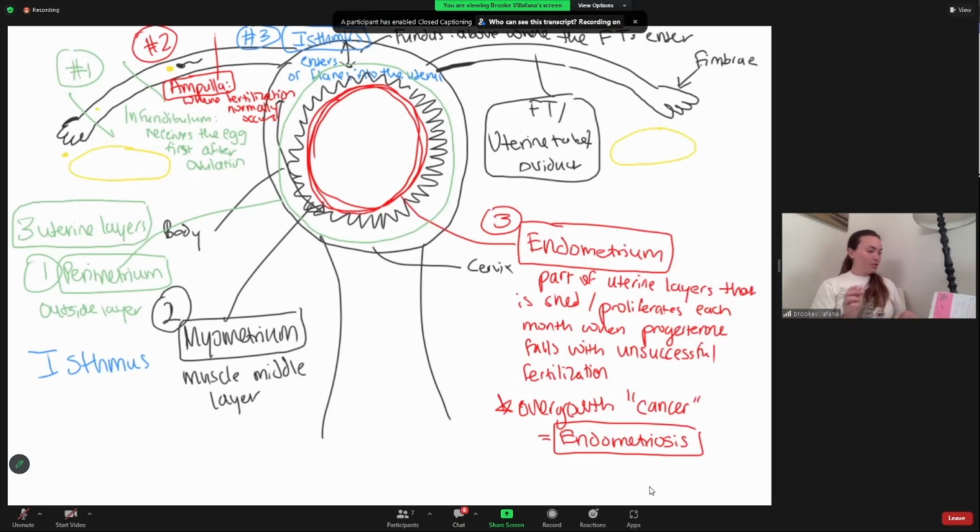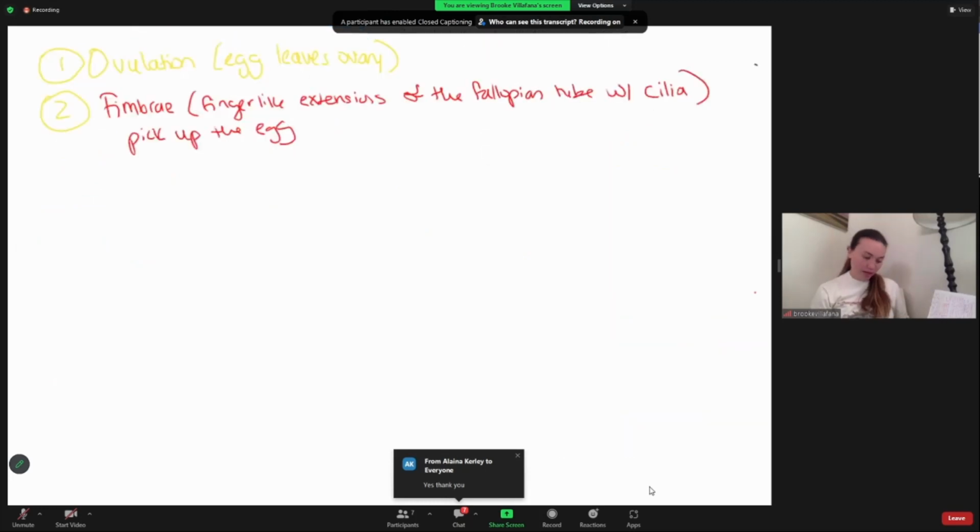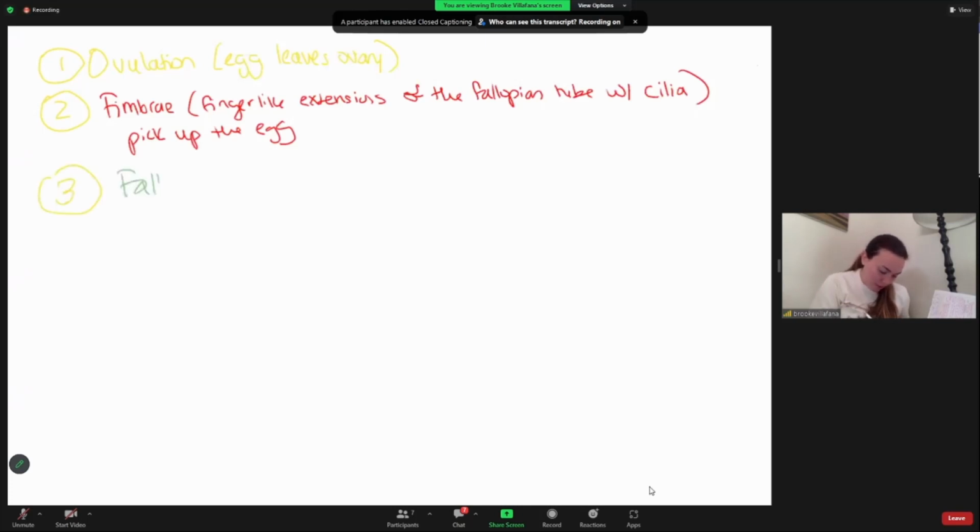So ovulation is our first step. The fimbriae are going to pick it up. And then after the fimbriae pick it up, step 3 would be the infundibulum. So it's going to get inside the fallopian tube, first into the infundibulum, then into the ampulla, then into the isthmus. Hopefully fertilization takes place.